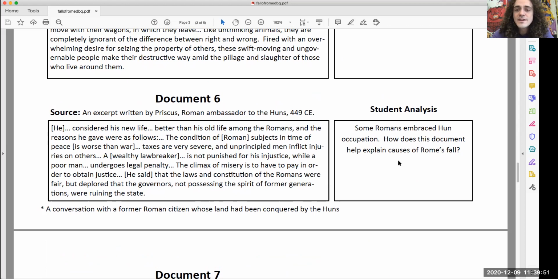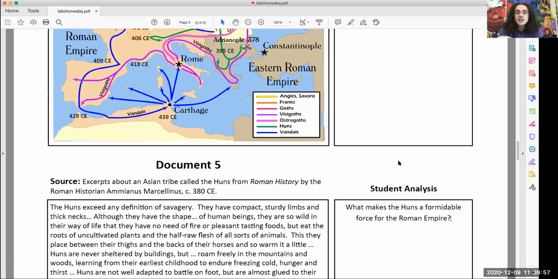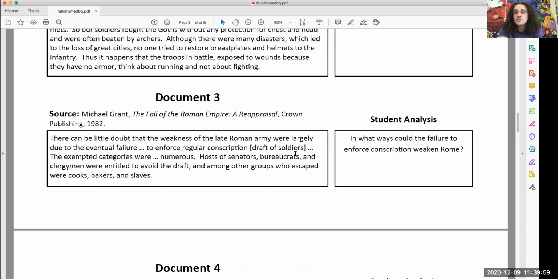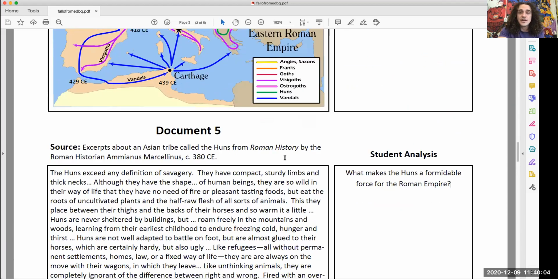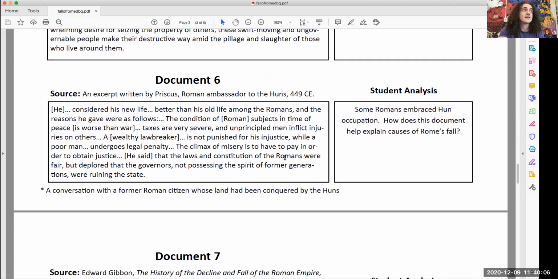Some Romans embrace Hun occupation. How does this document help explain causes of Rome's fall? Once again, we talked about lack of conscription, people not wanting to fight for the Roman Empire. Could that tie into why people like the Huns more? It certainly can.